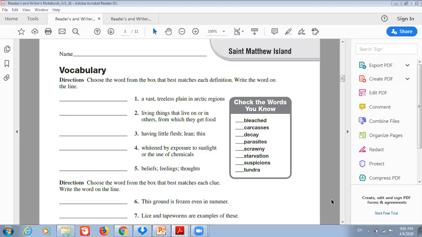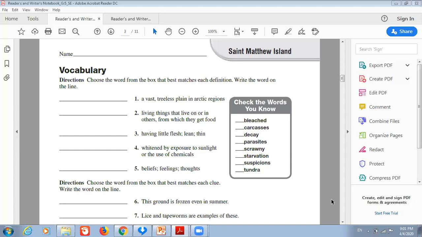Bleached, carcasses, decay, parasites, scrawny, starvation, suspicions, and tundra. These are the words. We have about eight of them. So we have to use these words to complete the blanks. The instruction says, choose the word from the box that best matches each definition. Write the word on the line.